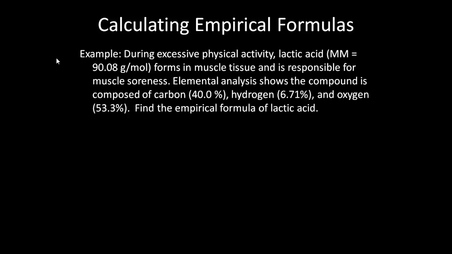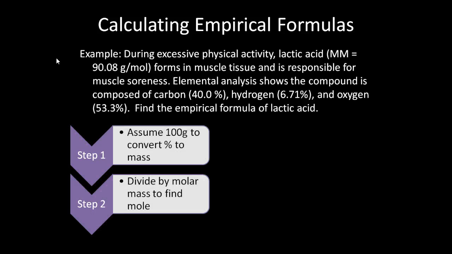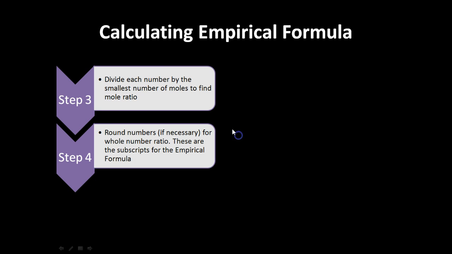If you ever get a problem like this, these are the steps you should take to calculate the empirical formula. The first step is to assume that you have 100 grams of the substance, so 100 grams of this lactic acid. Then you take the percentages of each element and convert them into grams. So if you have 40.0% carbon and 100 grams of the substance, how many grams of carbon do you have? The answer is 40.